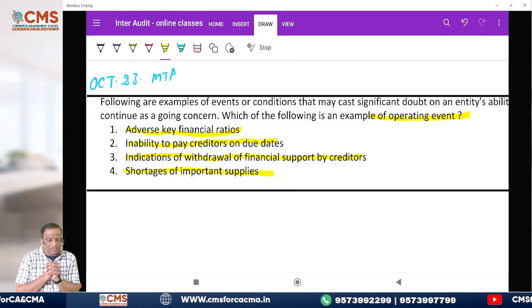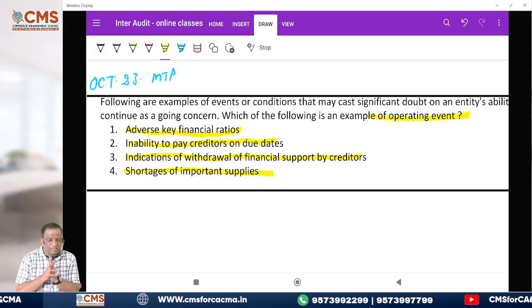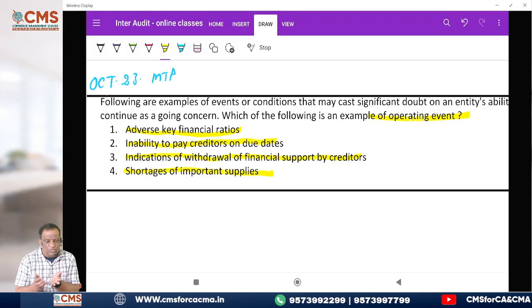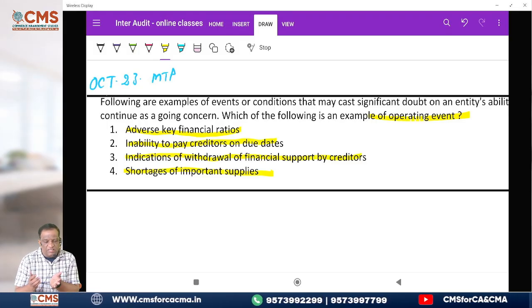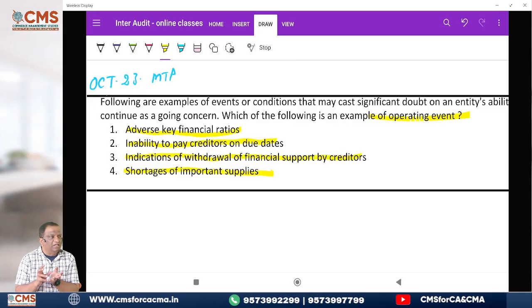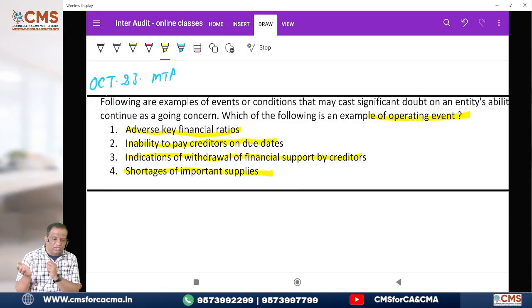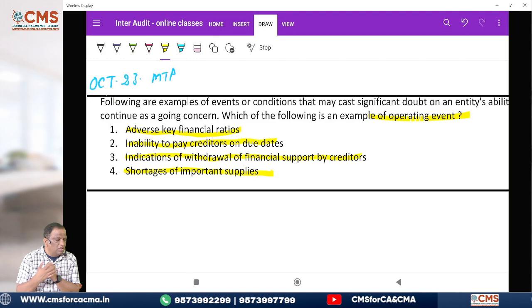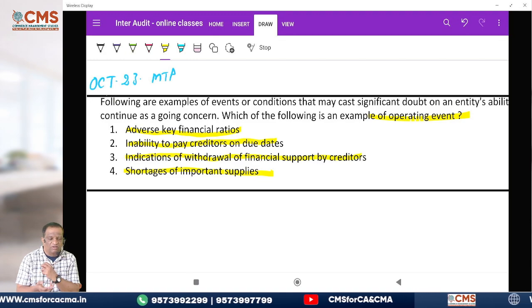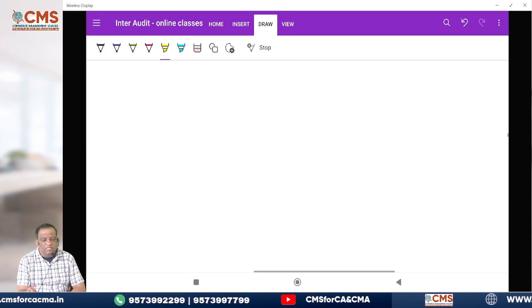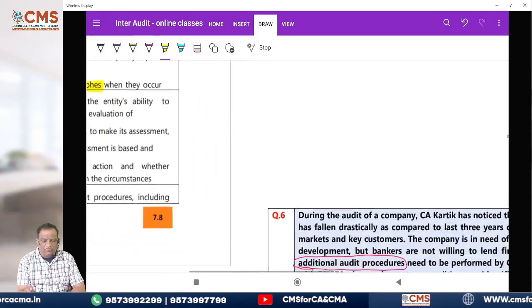So, the first three are financial indicators. That is adverse key financial ratios, or inability to pay creditors, or withdrawal of all money related. But the operating one is shortage of important supplies. So, like we talked about the Iran war and some of the companies getting closed, likewise. So, these are the two types. So, this is important for you to learn.